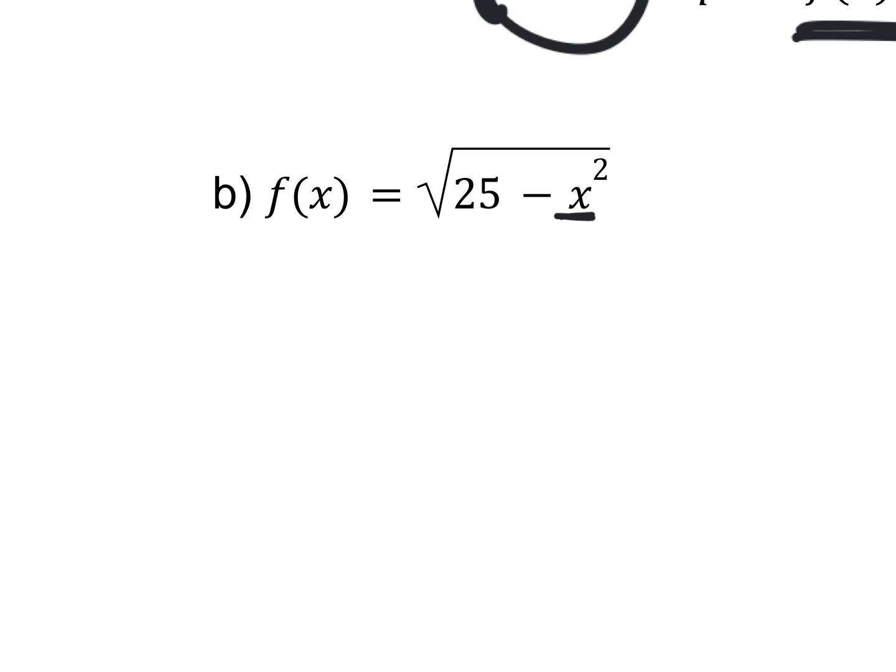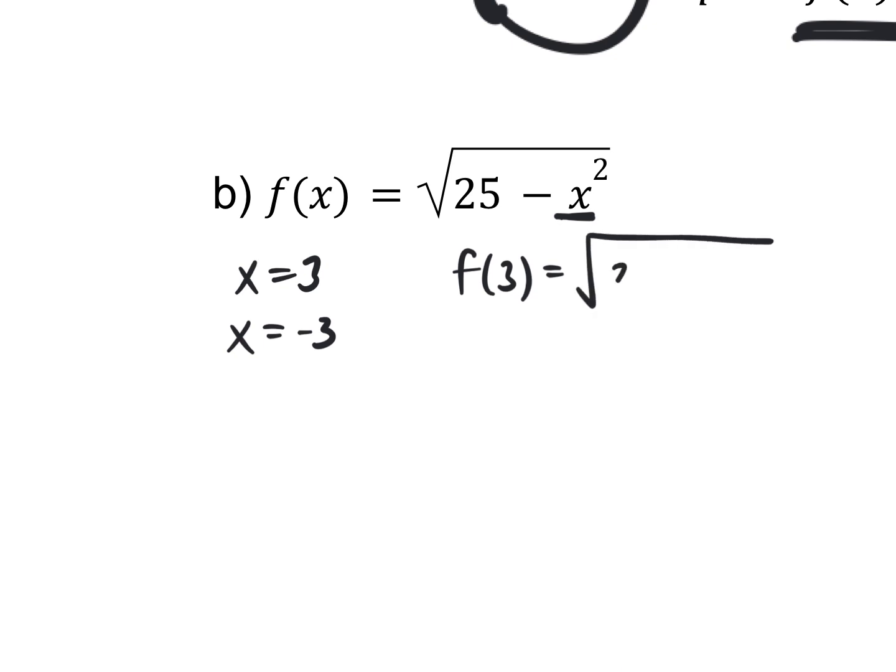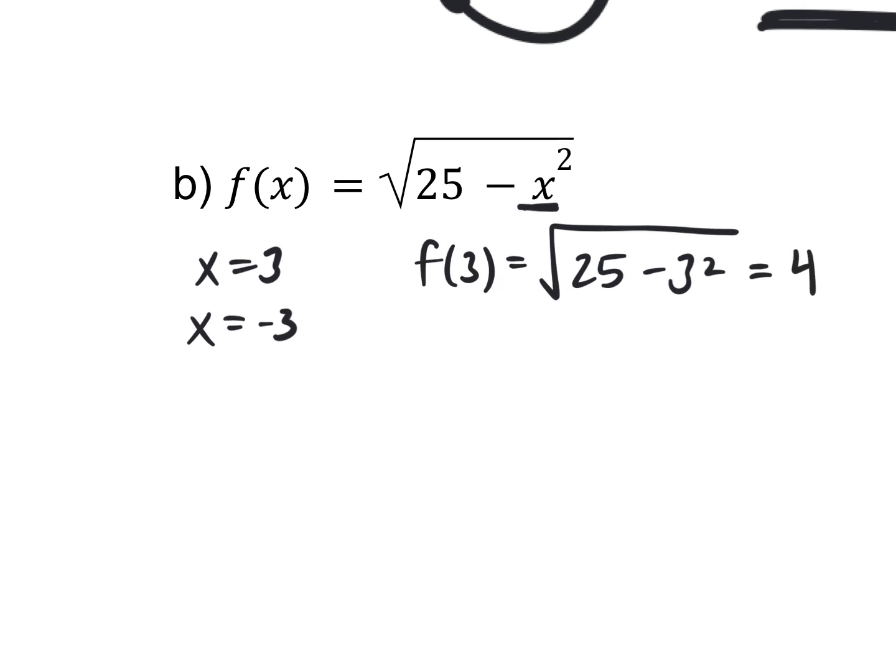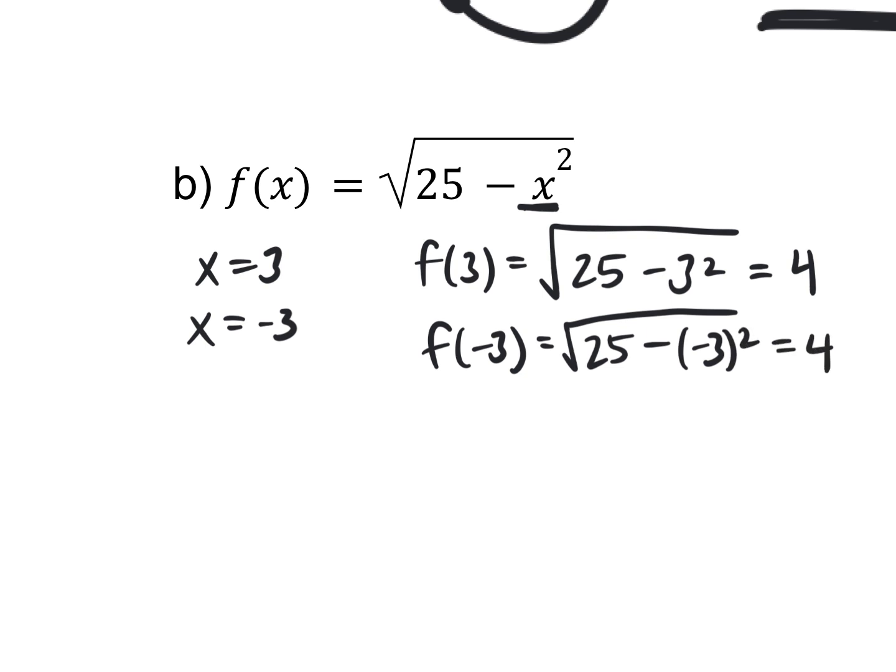If I let x equal 3 and x equal negative 3 and plug in both of those values, I get f of 3, which is equal to the square root of 25 minus 3 squared, which would equal square root of 25 minus 9, which is square root of 16, which equals 4. When I plug in negative 3, am I going to get the exact same thing? Yes, I am.